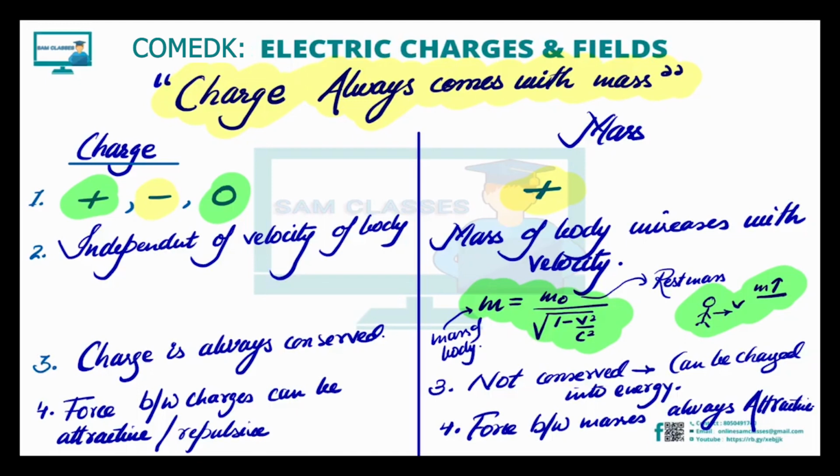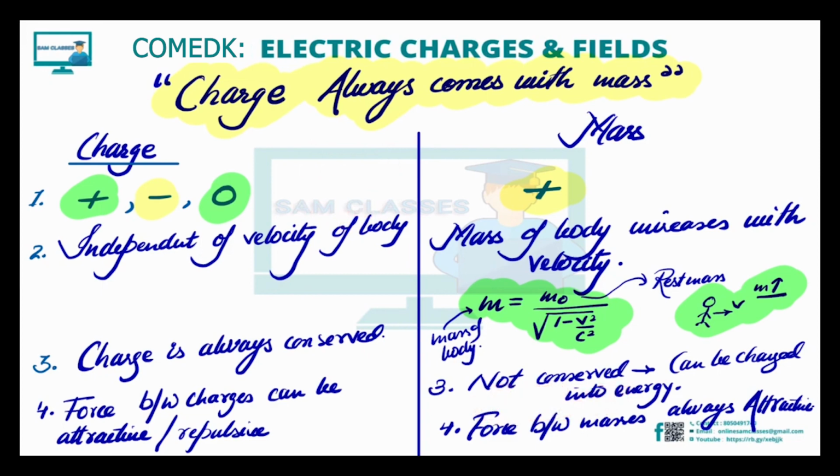Now, next is the force between charges can be attractive if they are unlike charges, they'll attract. And if they're like charges, they will repel. But in case of mass, they always attract. There is no concept of unlike or like. Masses always attract each other.